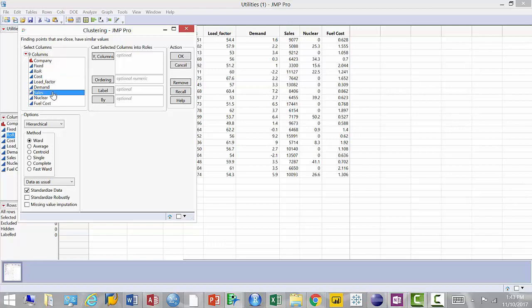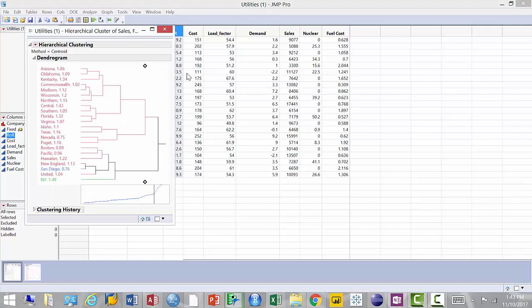So which ones did I use? Sales, and what else? Fuel cost, okay. And I'm going to use average. No, centroid. Let's use centroid. Okay, so let's click OK. Here is my clustering. And I want to see if the three clusters that I visually picked out on the scatter plot are the same as the ones that the algorithm picked up for me. So that's 4, and that's 3.